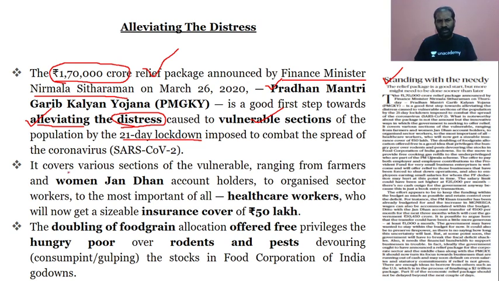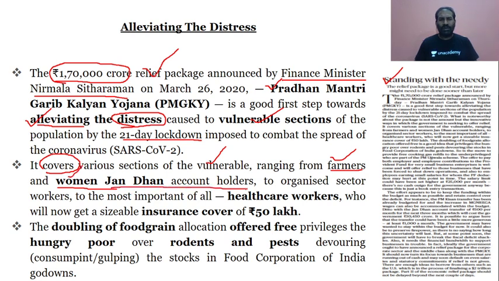So we look at a little bit of how this has actually gone ahead. How will the 1,70,000 crores relief package reach the various vulnerable sections? It would target the vulnerable sections ranging from farmers and women. It would cover the vulnerable who belong to the farmers and the women.